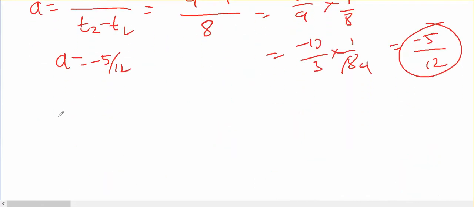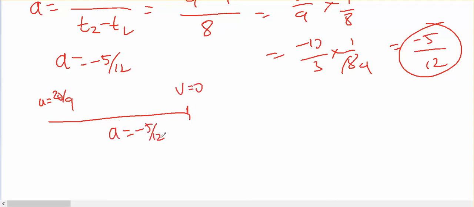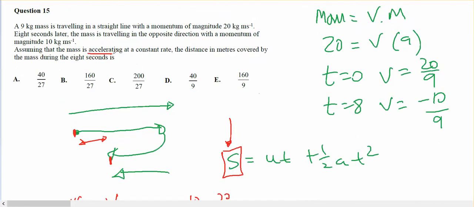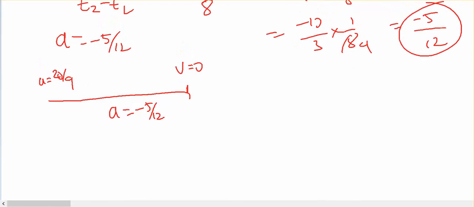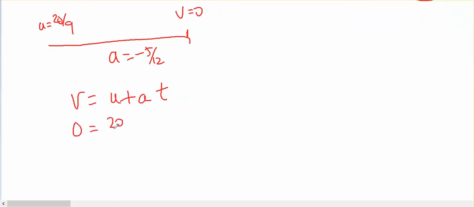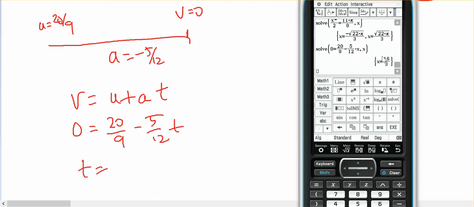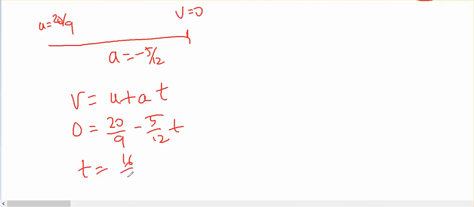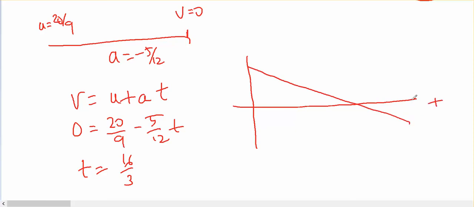What I'd like to do is to find out when does it turn around. So I know that u equals 20 on 9. This is when velocity is 0 and acceleration is minus 5/12. I know that acceleration is constant, so I know it's going to be negative 5/12 all of the time. So I could use v equals u plus at to find out when the velocity is 0, 20 on 9 minus 5 on 12t, t equals 16 on 3.